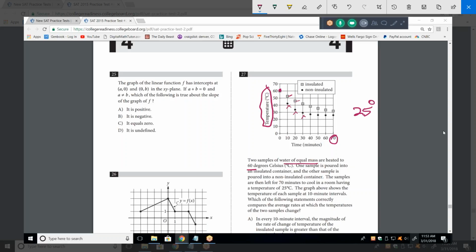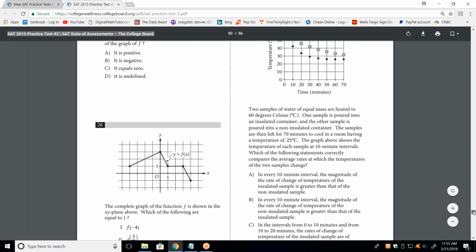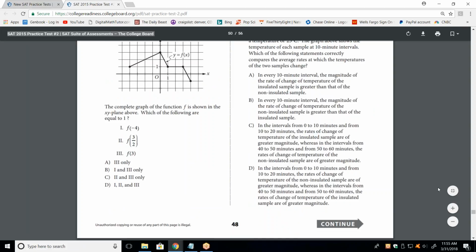Well, clearly you can see that the insulated ones don't cool off as fast, right? In other words, after 10 minutes, the insulated one was still above 50, and the non-insulated one was barely above 40. In other words, the non-insulated ones cool off much quicker than the insulated ones. Okay. Which of the following statements correctly compares the average rates at which the temperature of the two samples change? Well, let's look at all those questions. We might be able to just get away with looking at each question.